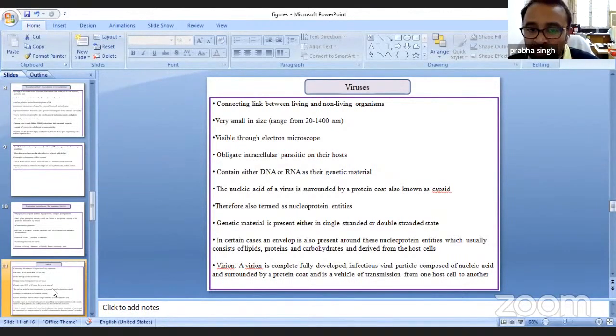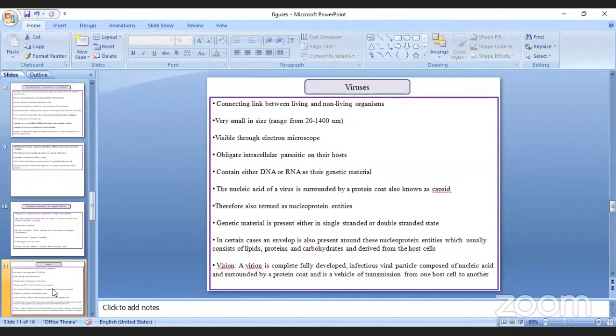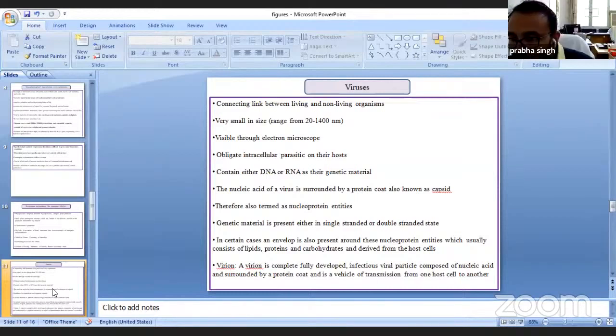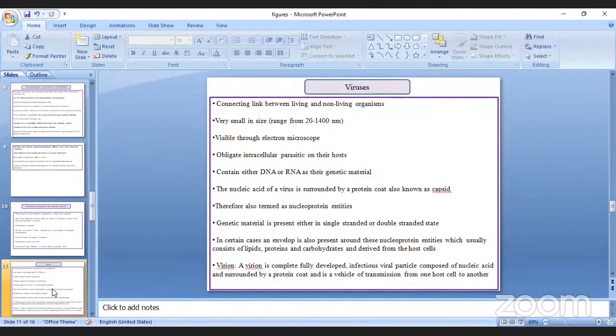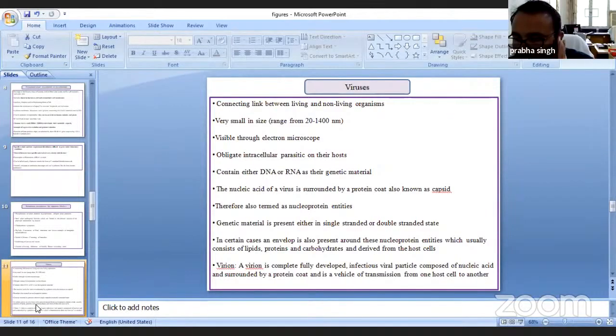It contain envelope also. What is the term virion means? किसने किसी को अनम्यूट करना है? चंद्रकांत जी, आप म्यूट करेंगे? But I am hearing some voice.